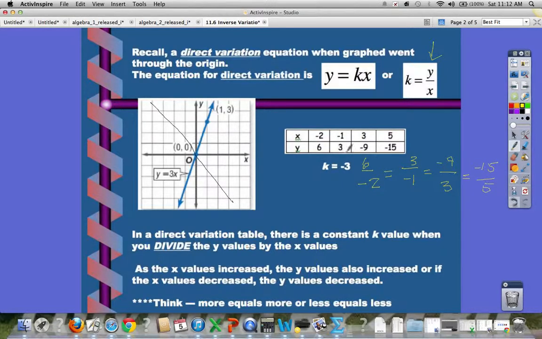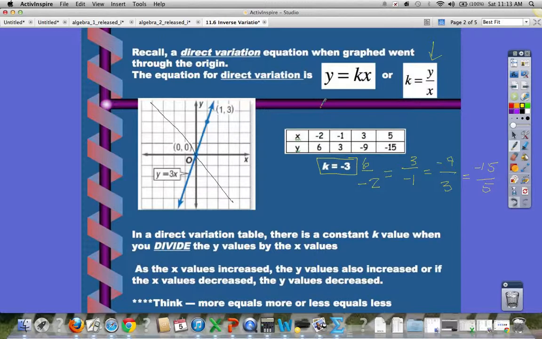You have to go through each one of these to see if they all have the same rate. If you divide 6 divided by negative 2, you will get negative 3. 3 divided by negative 1, negative 3. Negative 9 divided by 3, negative 3. Negative 15 divided by 5, negative 3. All of these have the same rate, so k is negative 3, which is your constant of proportionality.